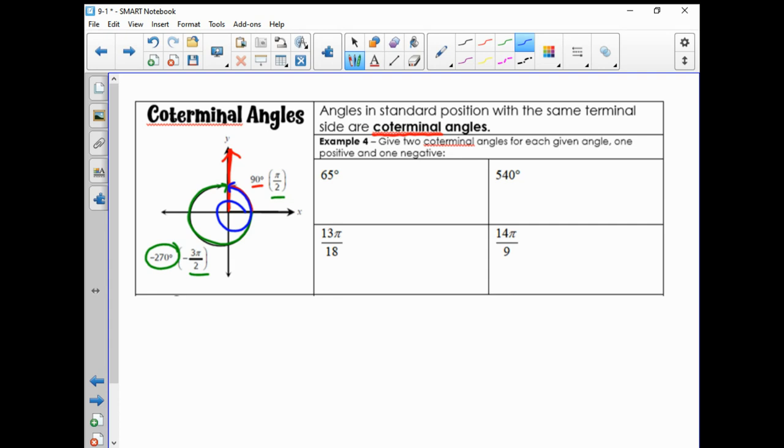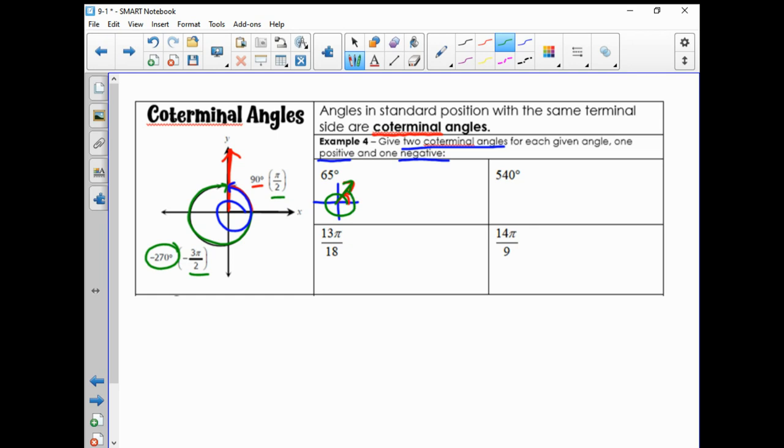So for these examples and in your homework, they're going to ask you to give 2 coterminal angles for each of these angles. So they just want another angle, one angle that's positive, one angle that's negative, that ends at the same place as 65. So notice, you're not going to have to draw this out, but I'm going to draw this out just to give you a little bit of a taste. This was our 65-degree angle right there. So what they want you to do is write another angle that ends on that terminal side.